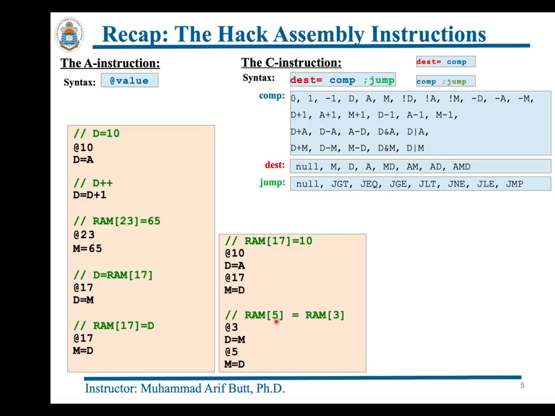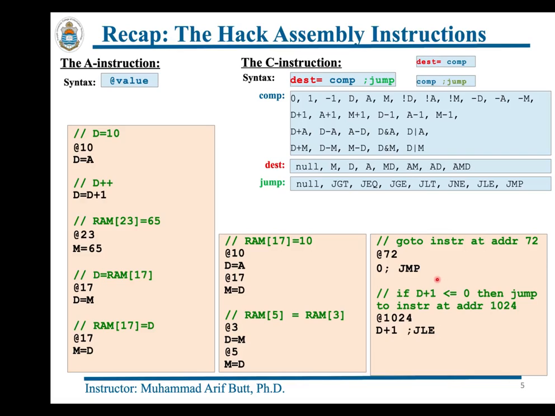And this example reads the contents of RAM location 3 and writes those contents at RAM location or address 5. And finally, this is an example of an unconditional jump, and this is an example of a conditional jump. Note that in these two examples, the A register points to the address of ROM, that is the instruction memory.